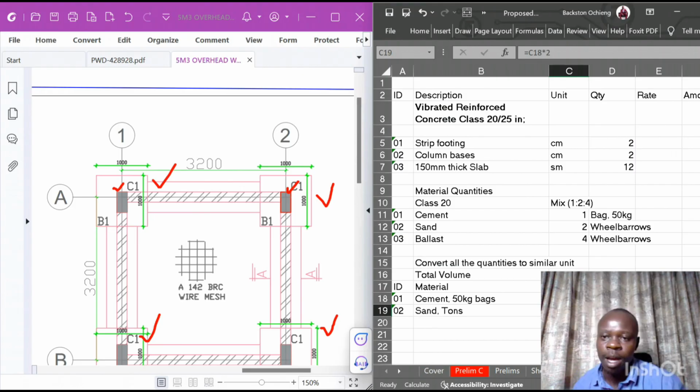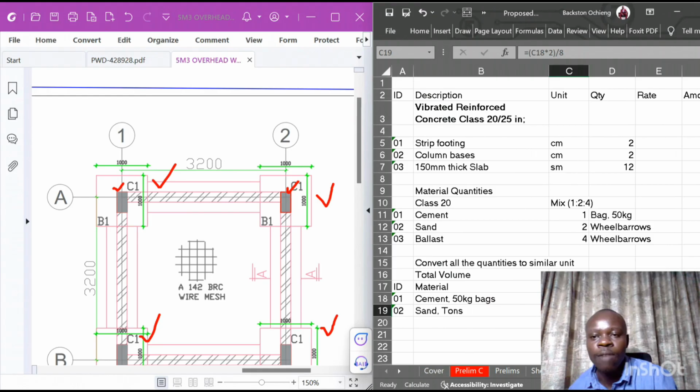As a result of research, you note that about 8 wheelbarrows should give you 1 ton. So we come to another unit, this is now in terms of tonnage. So we have around 1.5 tons of sand in every cubic meter.